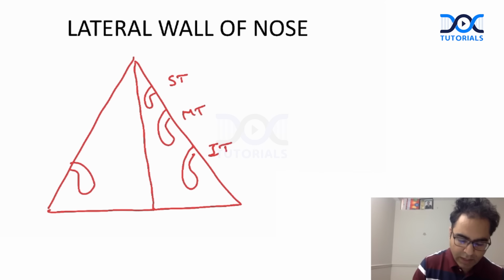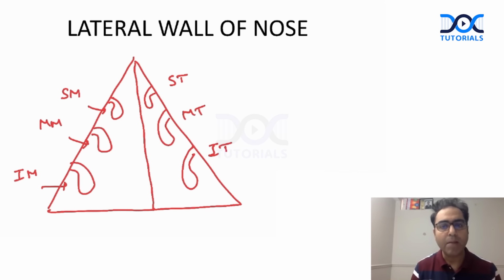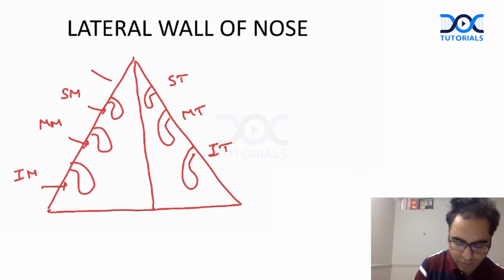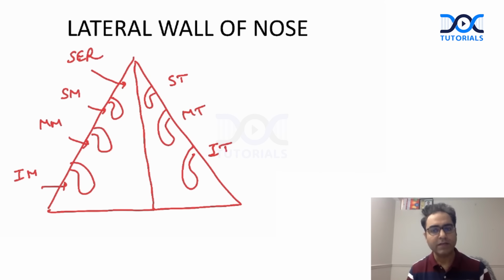And every turbinate has a space below it, and that space is called meatus. This is inferior meatus, this is middle meatus, this is superior meatus. And the area above the superior turbinate is called sphenoethmoidal recess. Okay, what is SER? Sphenoethmoidal recess. So turbinate is clear. What is turbinate? Projection on lateral wall of the nose. What is the meatus? Space below the turbinate. What is the SER? Sphenoethmoidal recess, the area above the superior turbinate.